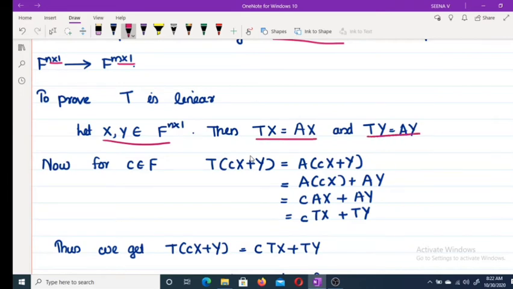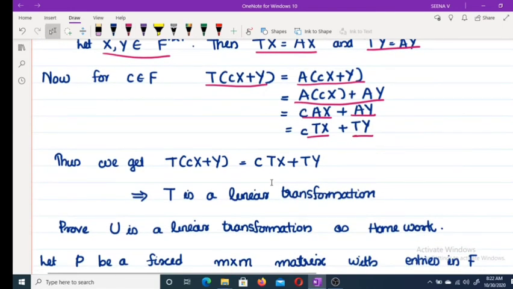Tx equal to Ax, Ty equal to Ay. Now what is T of Cx plus y? Just use matrix multiplication. Then we get this one and you can take C outside, therefore C Ax plus Ay, and that's equal to C Tx plus Ty. This implies we get T of Cx plus y equal to C Tx plus Ty. This implies T is a linear transformation.